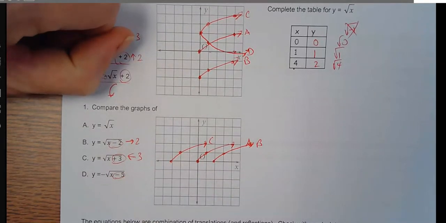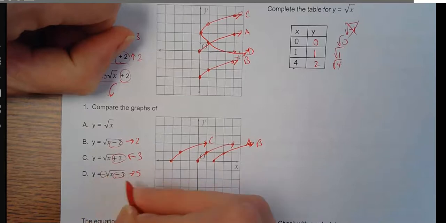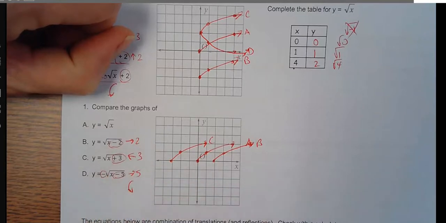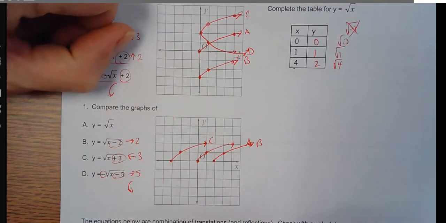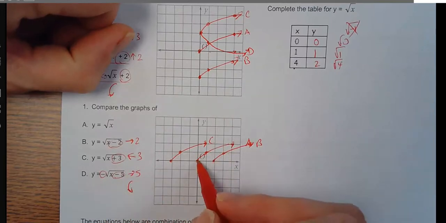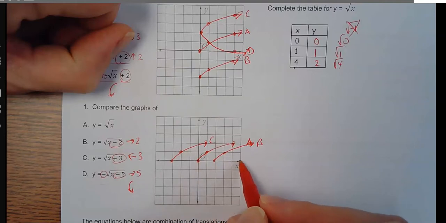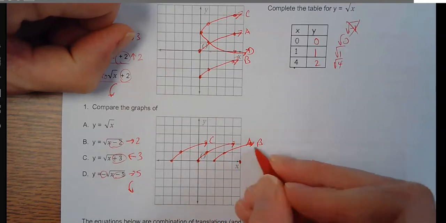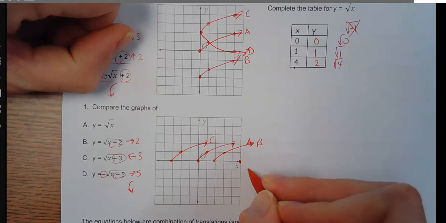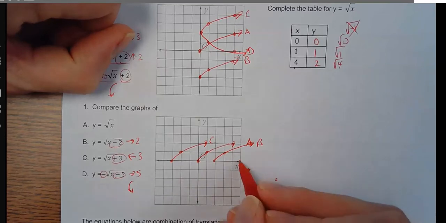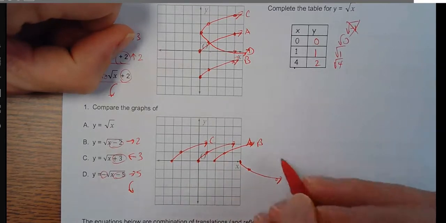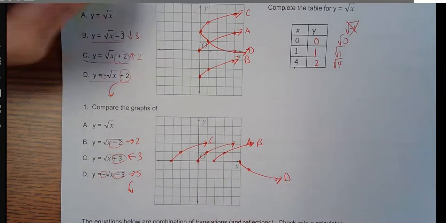And then here's my kind of a double whammy here. We're going to shift 5 to the right, and we're going to flip down. We're going to flip it down over the x-axis. So here's my original parent function, go 5, 1, 2, 3, 4, 5. And then instead of going up and to the right, I'm going to go down to the right. So something like this. That's D.